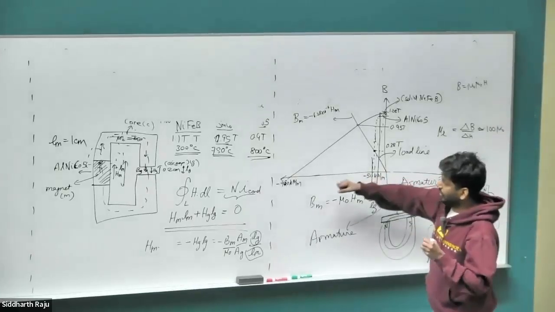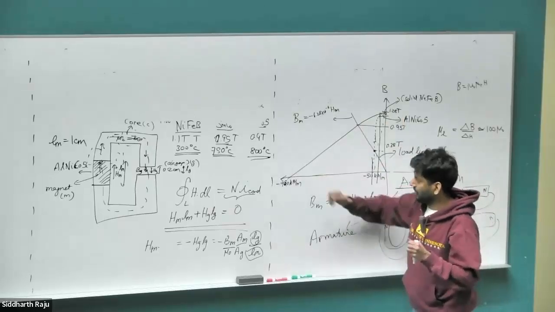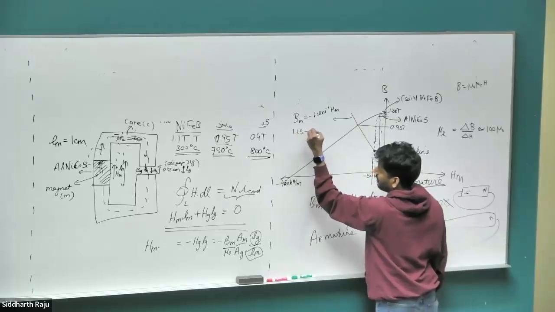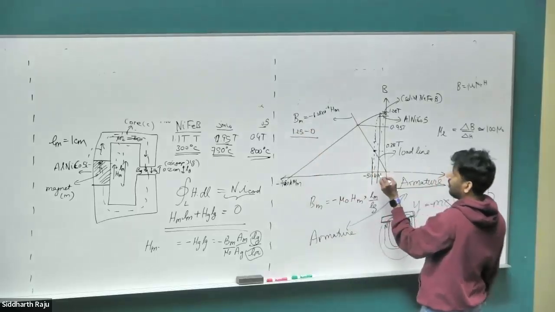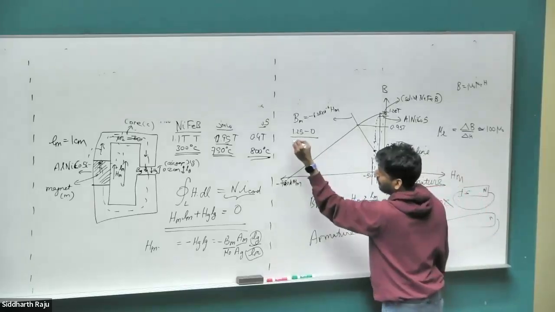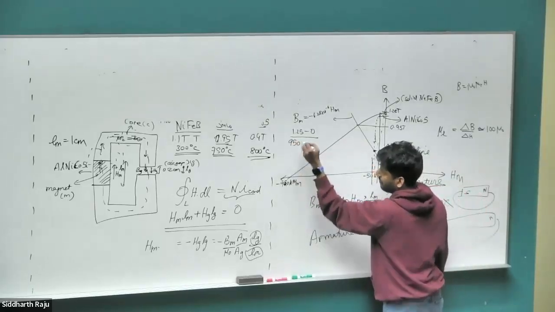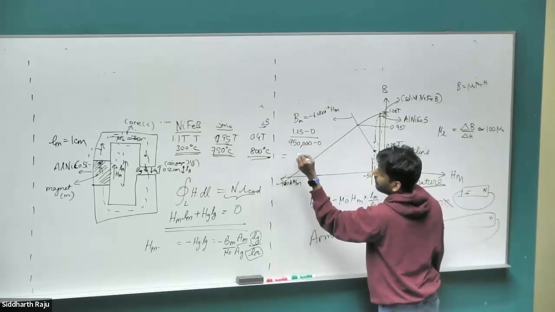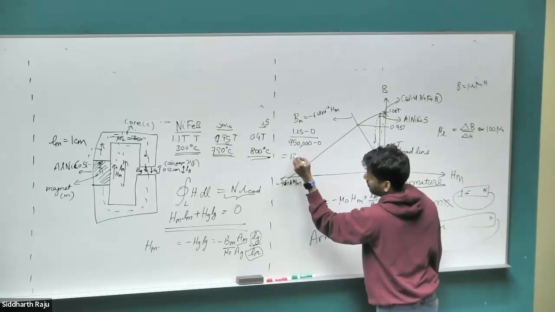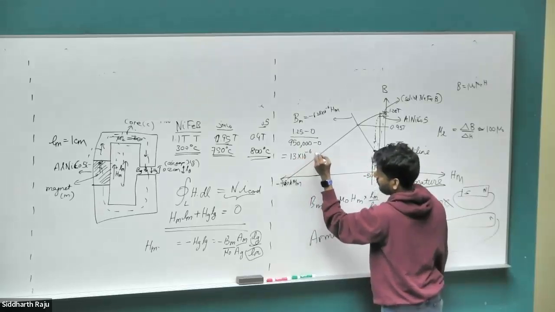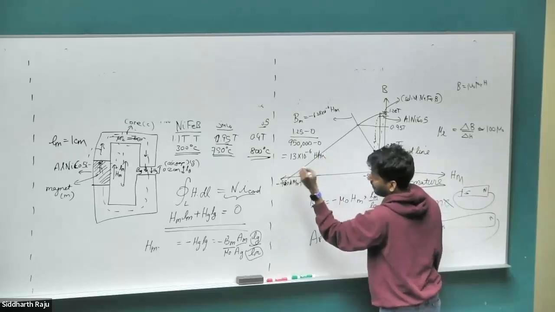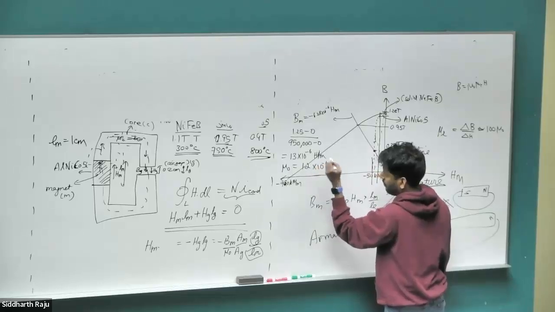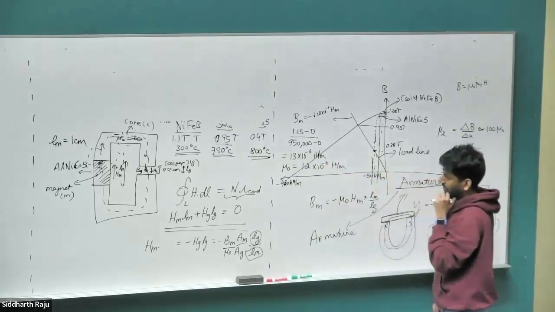But if you look at neodymium, the slope does fall linearly. If you do delta B by delta H, that's 1.25 minus 0, divided by H going from 0 to negative 950 kiloampere per meter, so 950,000 minus 0. This comes out to very close to 1.3 times 10 to the power minus 6 Henry per meter. And mu naught itself is roughly 4 pi times 10 to the power minus 7, or 1.2 times 10 to the power minus 6, Henry per meter. I'm not sure if it's Henry per meter or Henry meter.